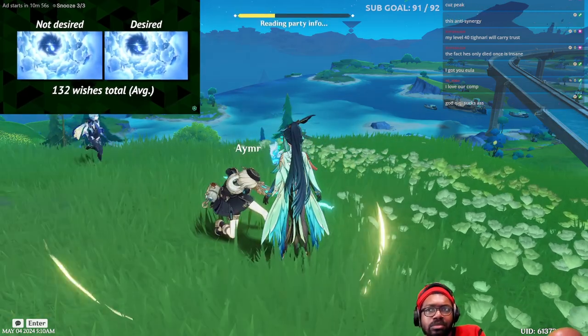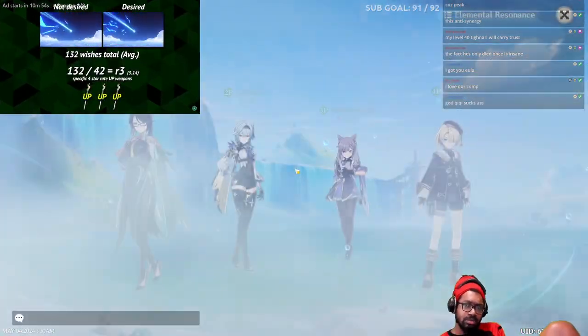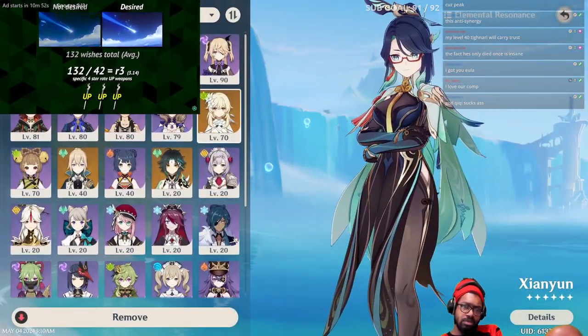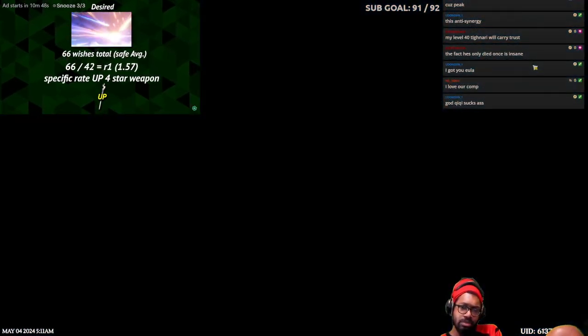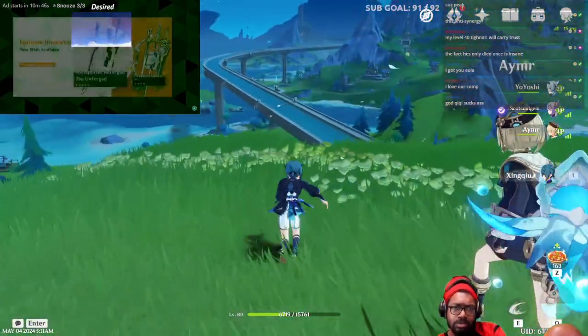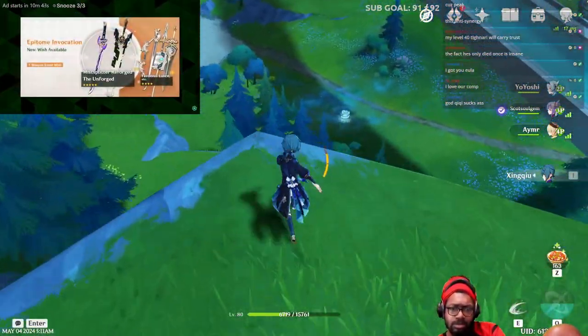Committing to a specific 5-star weapon is expected to yield R3 of each rate up 4-star. Going for a single 5-star weapon is likely to yield R1 of each 4-star, which is an excellent segue into discussing the misplaced value of the weapon banner.